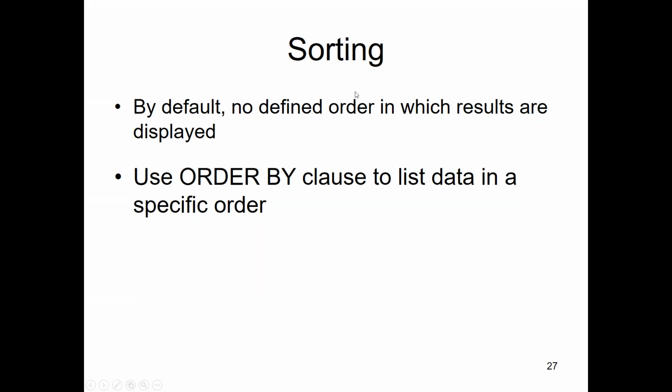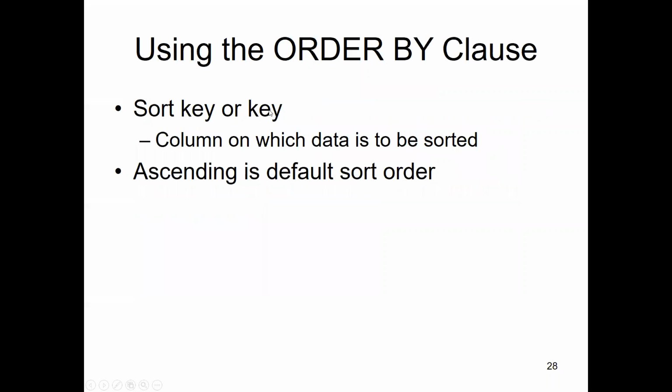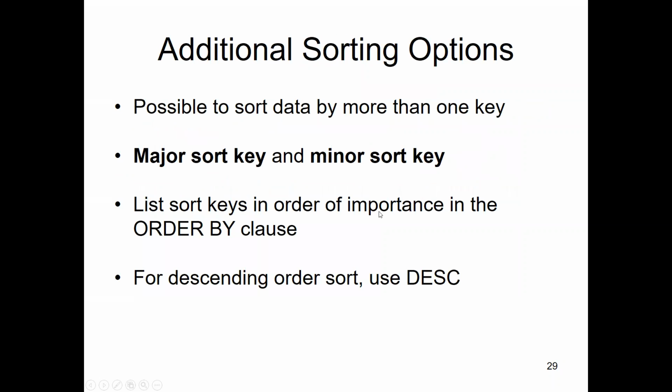Sorting, we don't use the word sort, we use ORDER BY. And ORDER BY can be ascending or descending. Ascending means from small to big. Descending means from big to small. If we don't say ascending or descending, then it will be ascending. Ascending is the default.